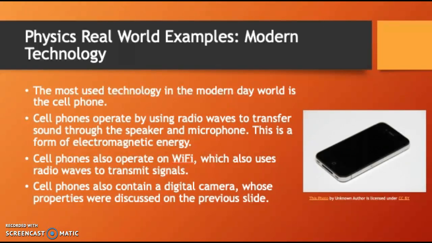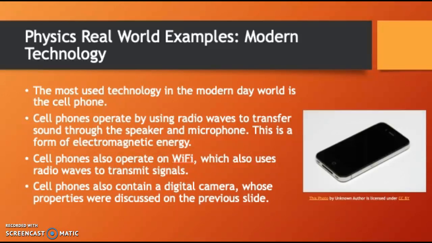Continuing with the real-world examples, we will discuss how physics is found in modern technology. One of the best ways I could think of doing this is by talking about the cell phone for an example. The most used technology in the modern day world is the cell phone. Cell phones operate by using radio waves to transfer sound through the speaker and microphone. This is a form of electromagnetic energy.